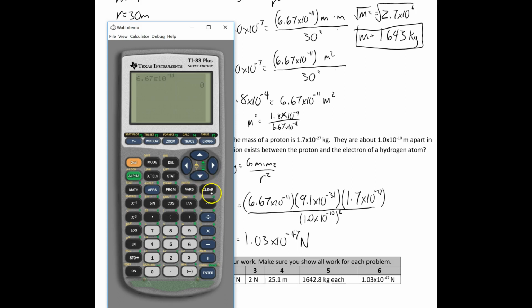Just to reiterate, here's how you use the E button. 6.67. You put in the first number, then you do E, then you do the exponent, and that's it. You're not typing in 10 or times or to the. All right, the E means times 10 to the, so you just need the first number, E, and then the exponent for the scientific notation.